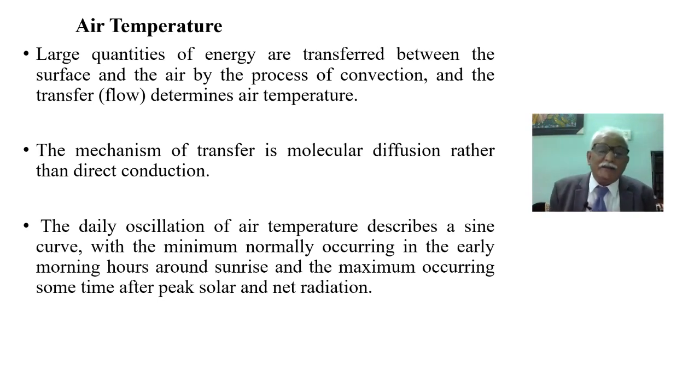The daily oscillation of air temperature describes a sine curve. Morning is usually lower, and as the day advances, the air temperature goes on increasing. It follows almost a sine curve, with the minimum normally occurring in the early morning just before sunrise, and the maximum occurring sometime after the peak solar and net radiations.